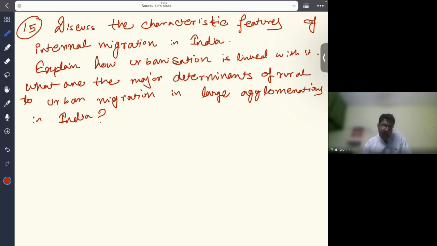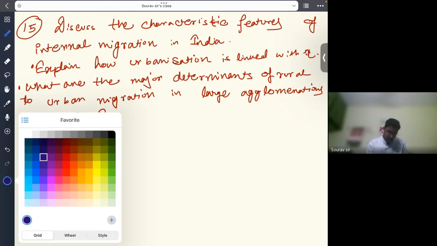Question number 15, they've asked that discuss the characteristic features of internal migration in India. The second part is explain how urbanization is linked with it, and the third part is what are the major determinants of rural to urban migration in large agglomerations in India. Let's find some solution for this question.